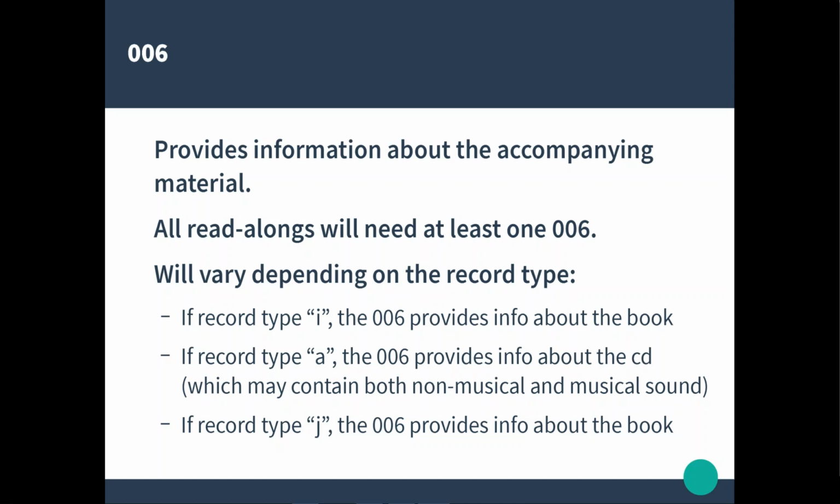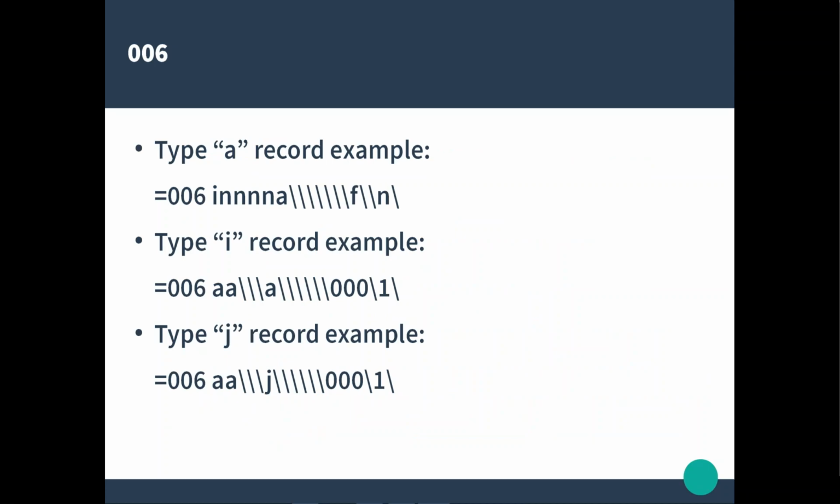And again, because it's providing information about the accompanying material, it will vary depending on the record type. So if the record type is a type I, then the 008 field was providing information about the CD, and so the 006 needs to provide information about the book. For record type A, the 008 is providing information about the book, so the 006 needs to provide information about the CD. And the same with a record type J. And so here are some examples of that.